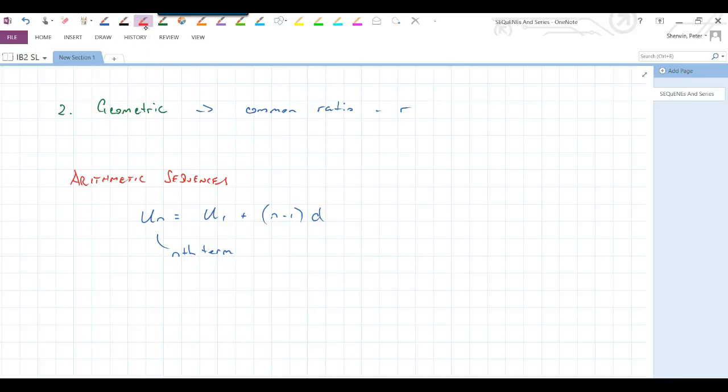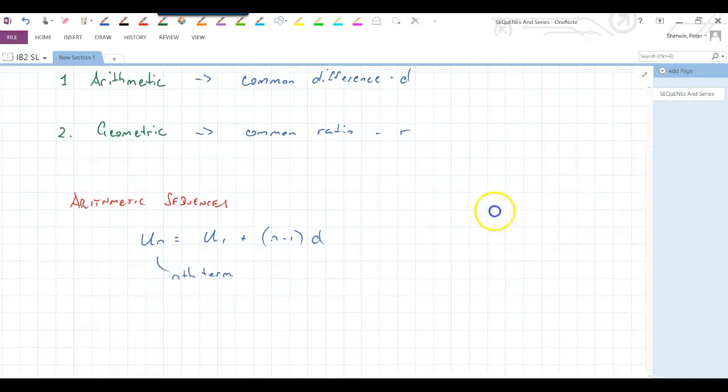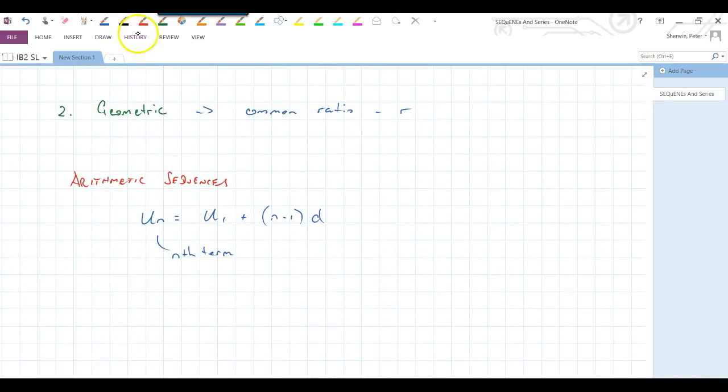Now, just to explain the difference between sequences and series. A sequence is a string of numbers separated by commas, like 1, 3, 5, 7. The series is the sum of the sequence. So if we take a sequence and sum it, that's called a series. Just so that we understand what the language is all about. So now let's start to look at series.